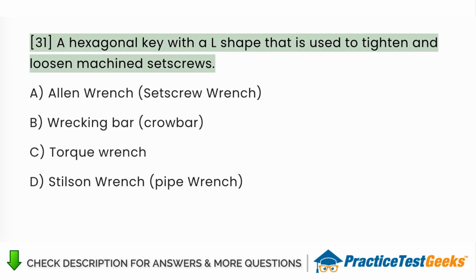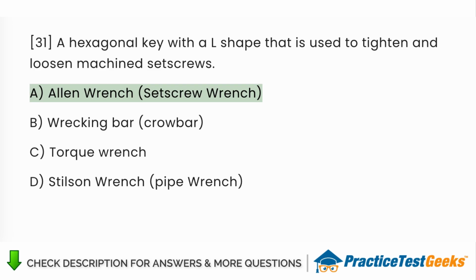A hexagonal key with a L shape that is used to tighten and loosen machine set screws. A. Allen wrench. B. Wrecking bar. C. Torque wrench. D. Stillson wrench.